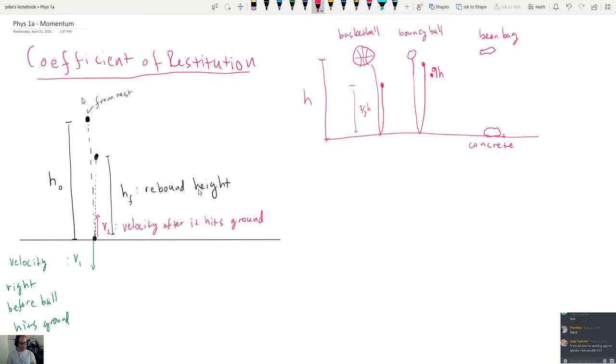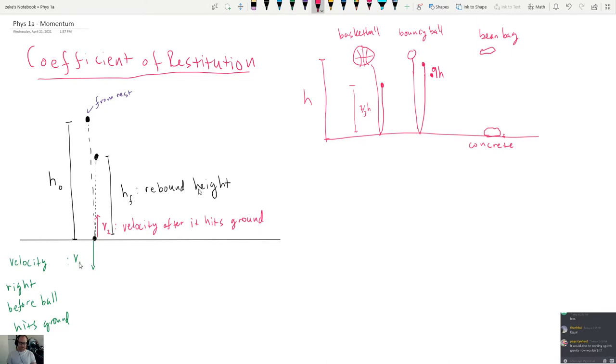and if the velocities were equal, it would bounce up to exactly the same height, right? Gravity is definitely helping it fall down, and it's working against it when it goes up. But if the velocities were the same, it would just bounce back up to the same height, right? We can prove that if we want to. So let's do that real quick.